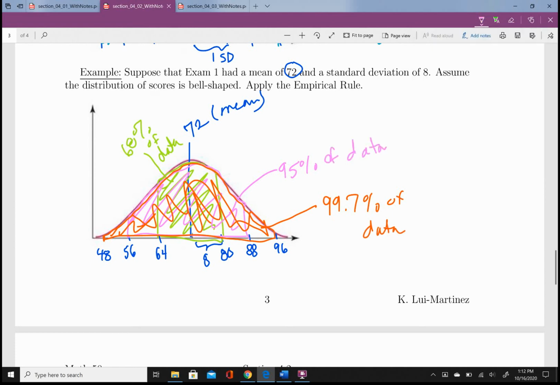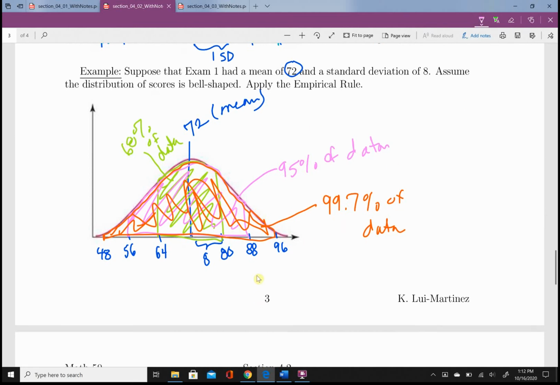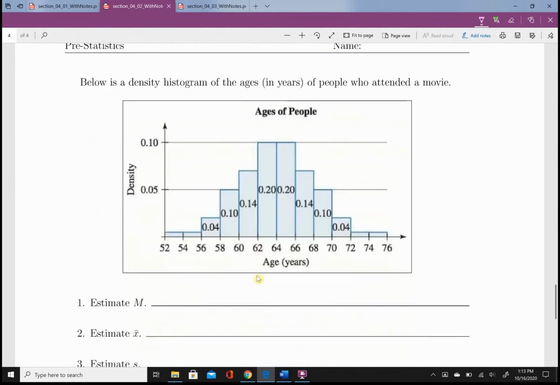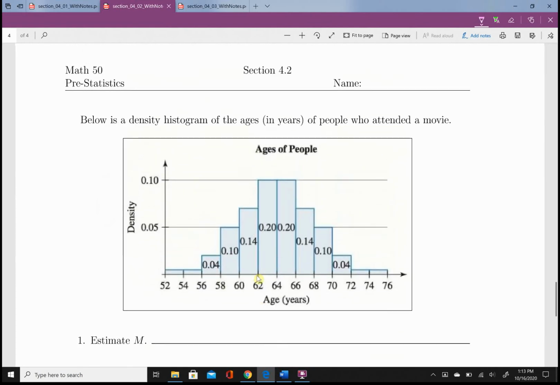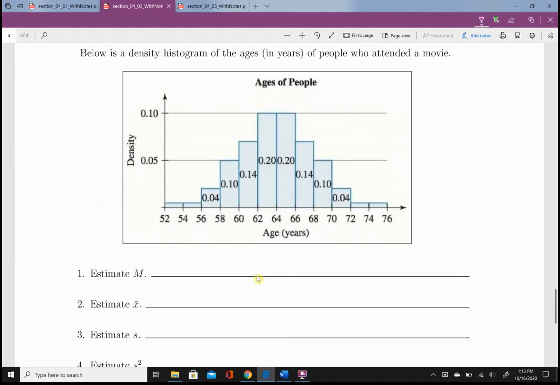Great. So hopefully we have a better understanding of what this empirical rule is trying to say. All right, here's another example. Below is a density histogram of all ages in years of people who attended a movie. Now, notice that the distribution appears to be very uniform. Like painfully uniform. Look at how there's this symmetry here, right?